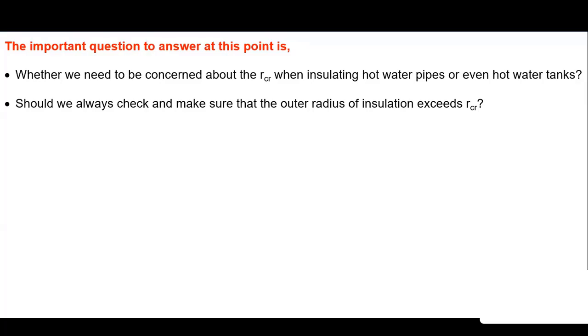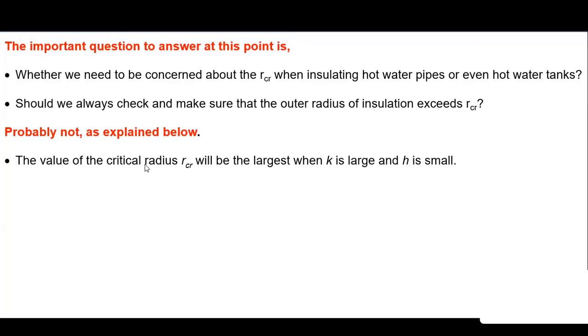I told you that if the radius of the insulation is equal to the critical radius, the rate of heat transfer is maximum. It is not reducing, it is rather increasing. So should we always check and make sure that the outer radius of insulation exceeds R critical or not? Because if it exceeds R critical, only then is the rate of heat transfer going to be reduced. Otherwise, it is going to be increased. So whether it is important, let us check it. Probably not. How?